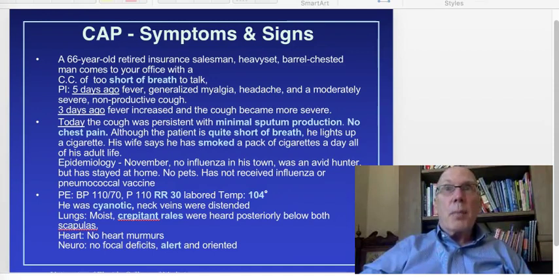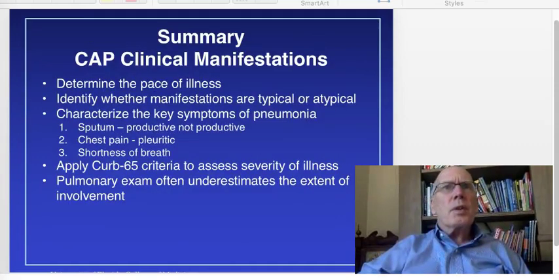Now let me summarize the key points with regards to the clinical presentation of community-acquired pneumonia. When obtaining a history, it is important to explore the epidemiology and predisposing risk factors, determine the pace of illness, acute or subacute, attempt to classify the symptom constellation as typical or atypical, and when exploring symptoms, focus on three important historical findings: one, cough: frequency, production, and color, or non-production; two, chest pain: present, pleuritic; three, shortness of breath: with exercise, at rest. And apply CURB-65 criteria to assess the severity of illness.